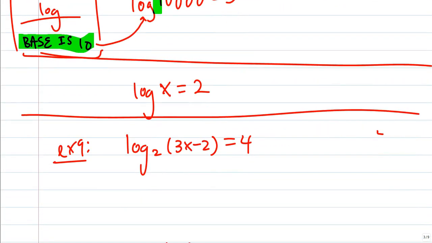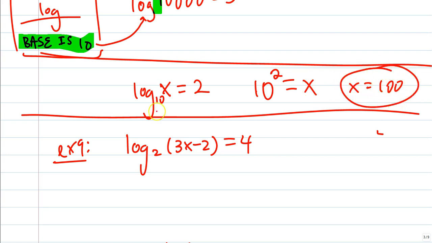So let's rewrite this. Log x equals 2. What's the base? We just said, if there is no base, the base is 10. So let's rewrite this. The base, 10, to what exponent equals x? X is equal to 100. Log base 10 of 100 would equal 2, because 10 squared makes 100.